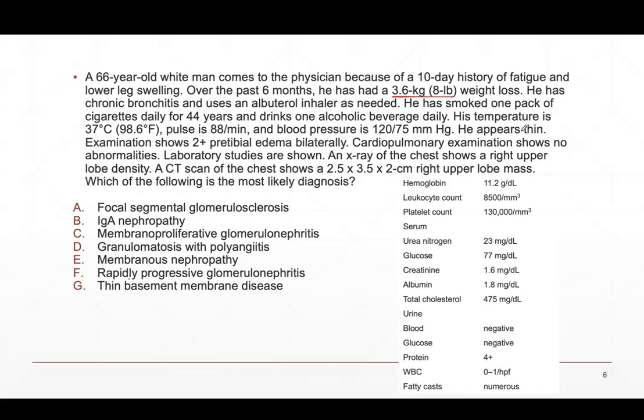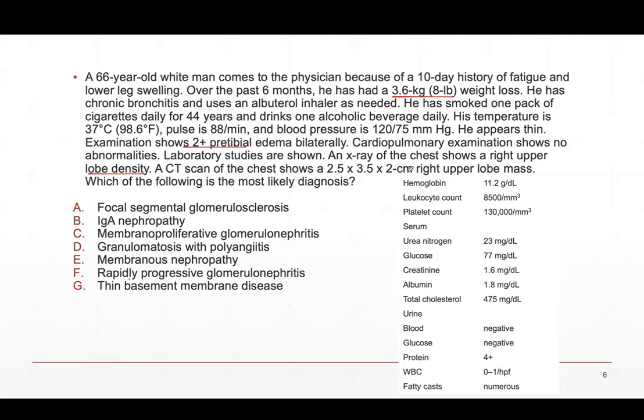He appears thin. Examination shows 2+ pretibial edema bilaterally, and cardiopulmonary examination shows no abnormalities. The laboratory studies are right here. And then X-ray shows a right upper lobe density. And then a CT scan also shows a right upper lobe mass. Which of the following is the most likely diagnosis?